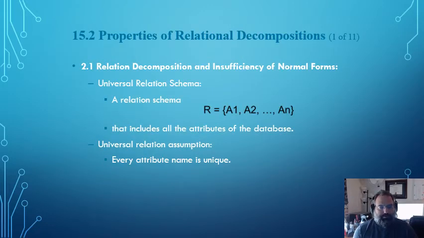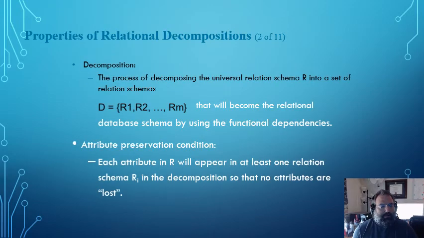15.2, properties of relational decomposition. 2.1, relational decomposition and insufficiency of normal forms. The universal relational schema, a relational schema R of A1 through An, that includes all the attributes in the database. Universal relation assumption, every attribute name is unique.